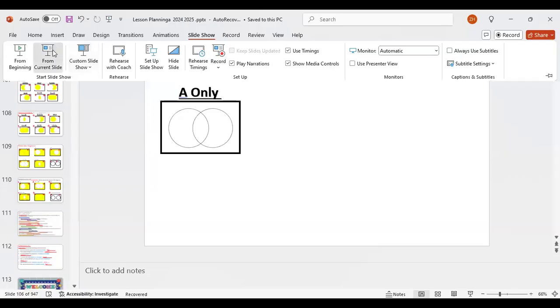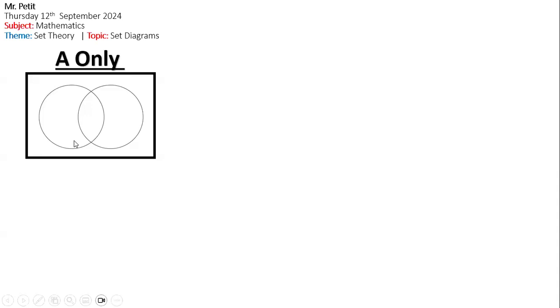So inside your rectangle, you have these two circles, and let's label them. We're going to call our first set set A, and then we're going to call our second set set B. Our goal is to shade in what we mean by A only. I want only the circle labeled A. That's what I want to shade in.